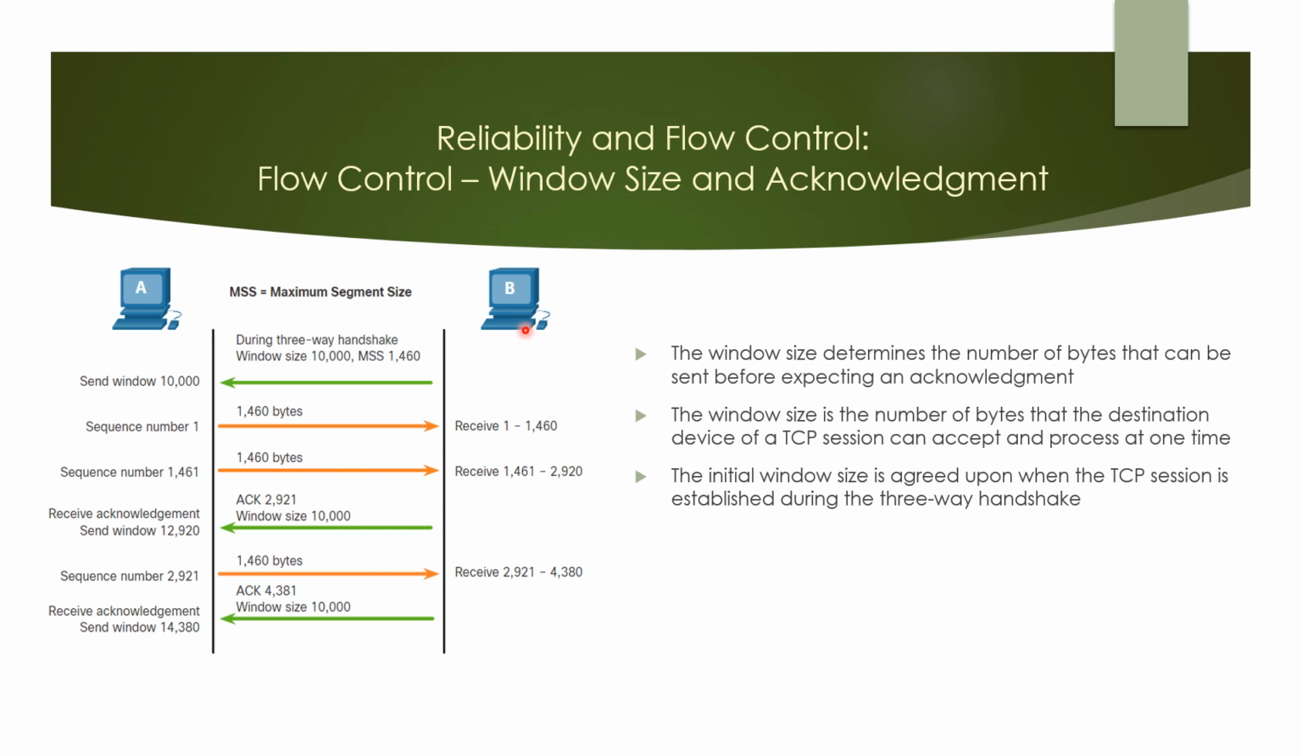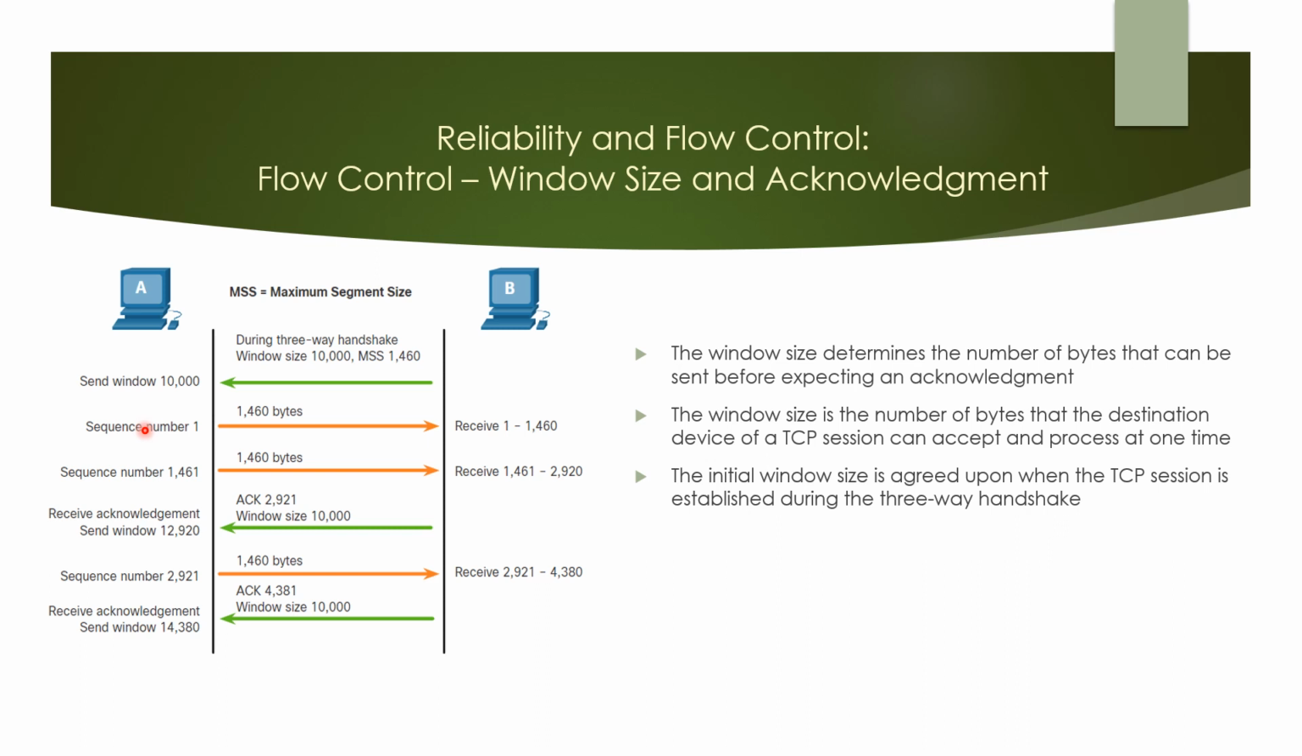Typically, the destination will not wait for all the bytes for its window size to be received before replying with an acknowledgement. As the bytes are received and processed, the destination will send acknowledgements to inform the source that it can continue to send additional bytes. For example, it is typical that PC B would not wait until all 10,000 bytes have been received before sending an acknowledgement. This means that PC A can adjust its send window as it receives acknowledgements from PC B.